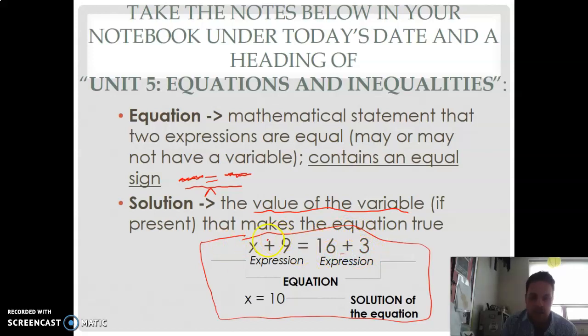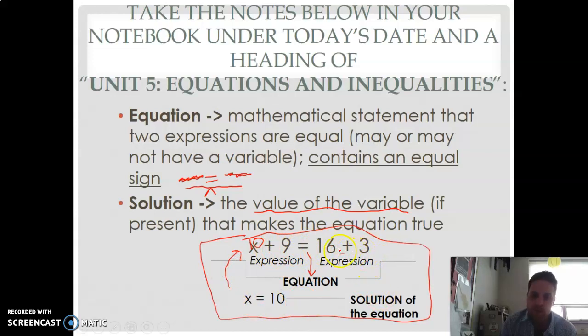So this is an expression, this is an expression, and this equal sign is saying, listen, this expression is the same as this expression, okay? So this whole thing together, these two expressions being set equal to each other, we call that an equation. In this case, the solution of the equation, the value of the variable that makes the equation true, is x equals 10. And you think, well, why? Well, because if I substitute a 10 in here, 10 plus 9 equals 19, and over here 16 plus 3 equals 19. So x being 10 would be the solution making this equation true.